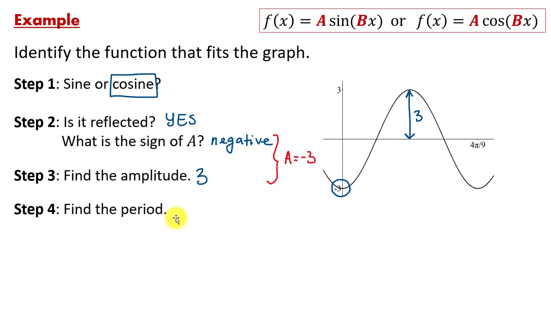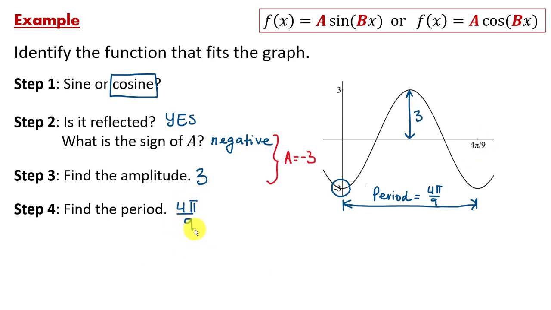Next, let's find the period. Why do we need it? Well, to calculate b, the frequency, which is going to be the next step. But let's first talk about the period. Period is the length of one cycle. And as I can see on the graph, the first cycle starts at the minimum point, so it should stretch until the next minimum. And the length of that segment along the x-axis is 4 pi over 9.